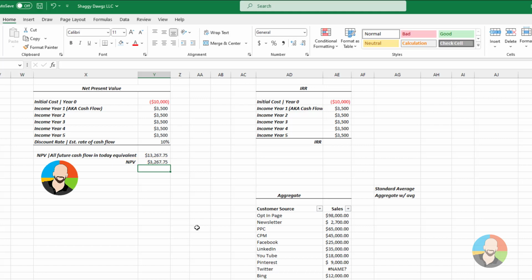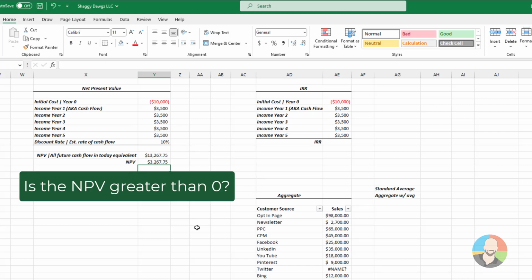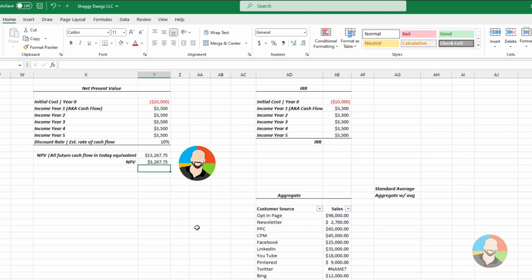So the whole point of calculating our NPV is to determine if the investment is even worth it in the first place. And the way we do that is to translate all of our future cash flows into today's equivalent. And once all of our calculations are done, the biggest question is, is the NPV greater than 0? If the NPV is greater than 0, it might be worth investing. If the NPV is less than 0, it's a bad investment and you don't want to do it.